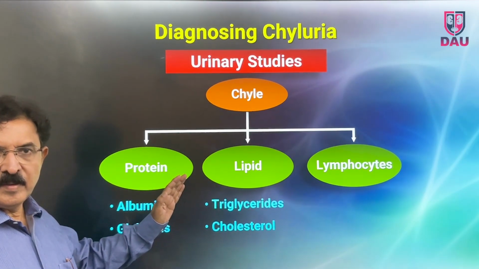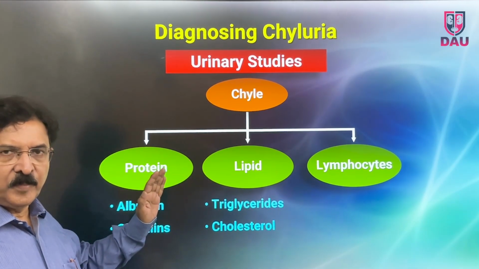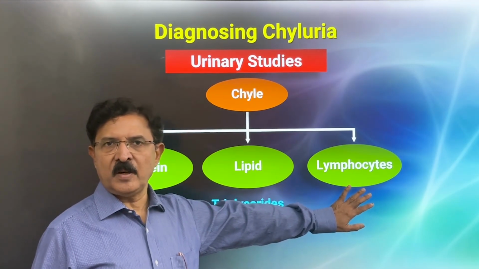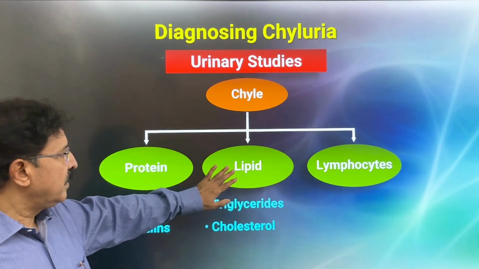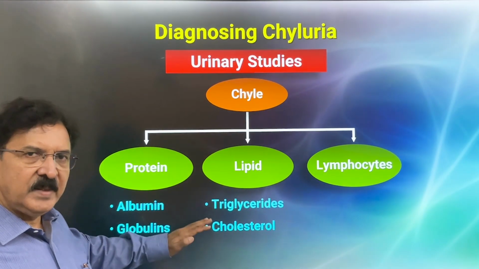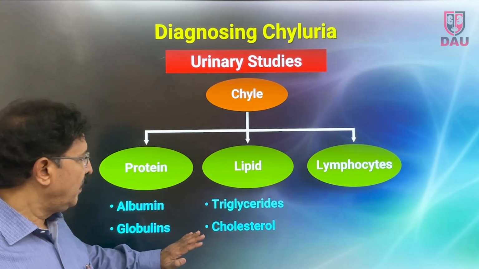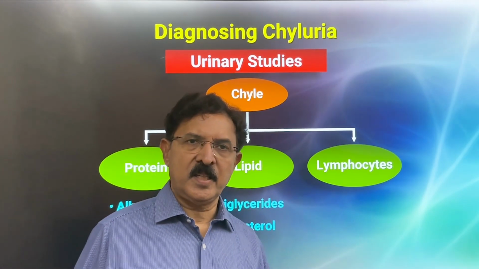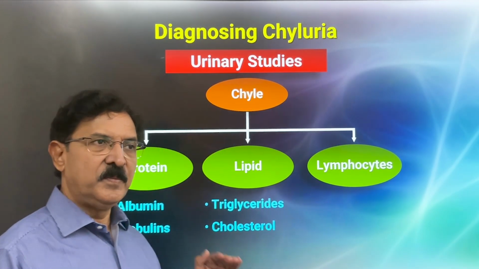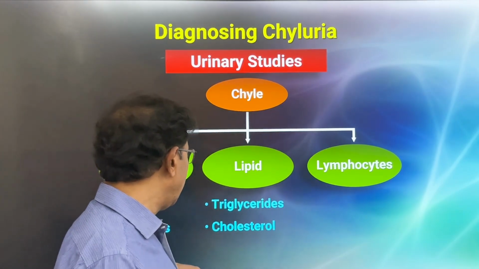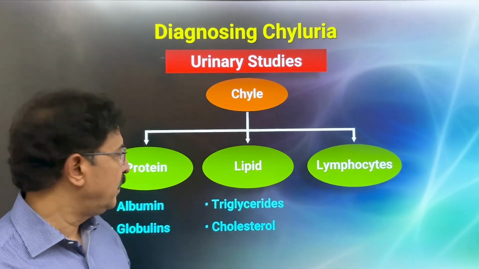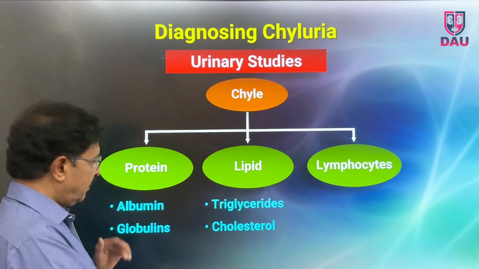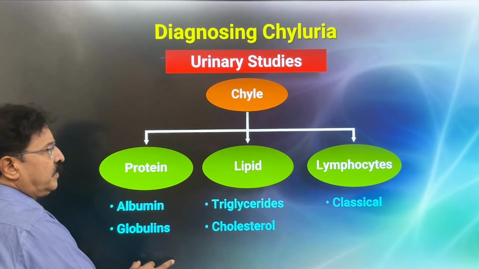We consider, in terms of importance, the presence of lymphocytes the sine qua non, the most important feature of chyluria. Then lipids, presence of triglycerides of any amount in urine is considered important. Or cholesterol, any amount of cholesterol in the urine should be considered as suspicious of chyluria. If it is more than 15 milligram, then it is considered diagnostic of chyluria. So you have these biochemicals coming in the urine.